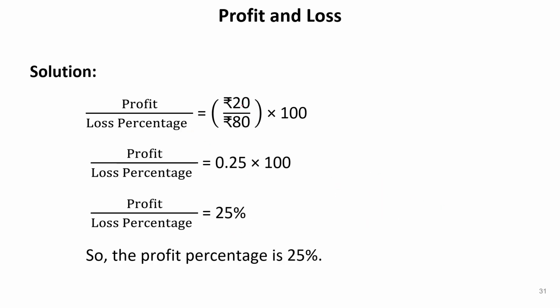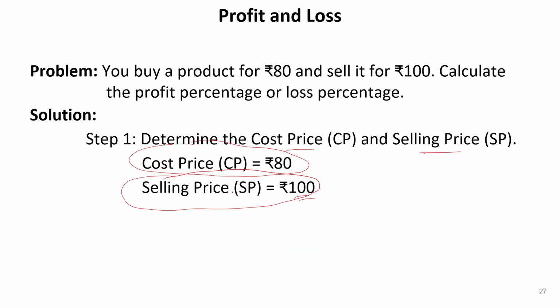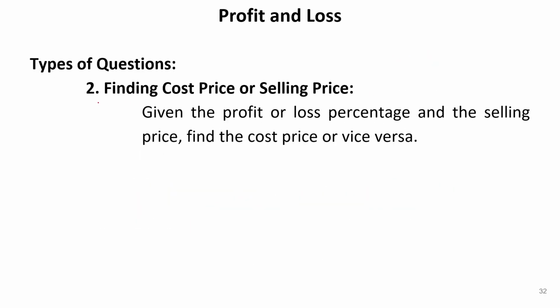So it will be 20 by 80 into 100, which is 0.25 into 100, which is 25%. So this is the correct answer. The 25% will be the profit percentage. If you buy a product at 80 and sell it for 100, then the profit percentage will be 25%. So let's go forward with the next kind of question.